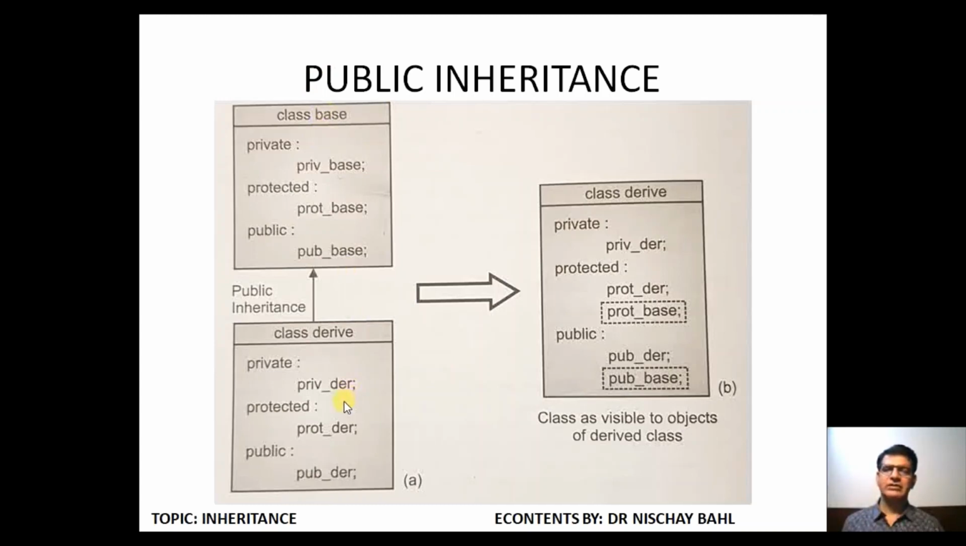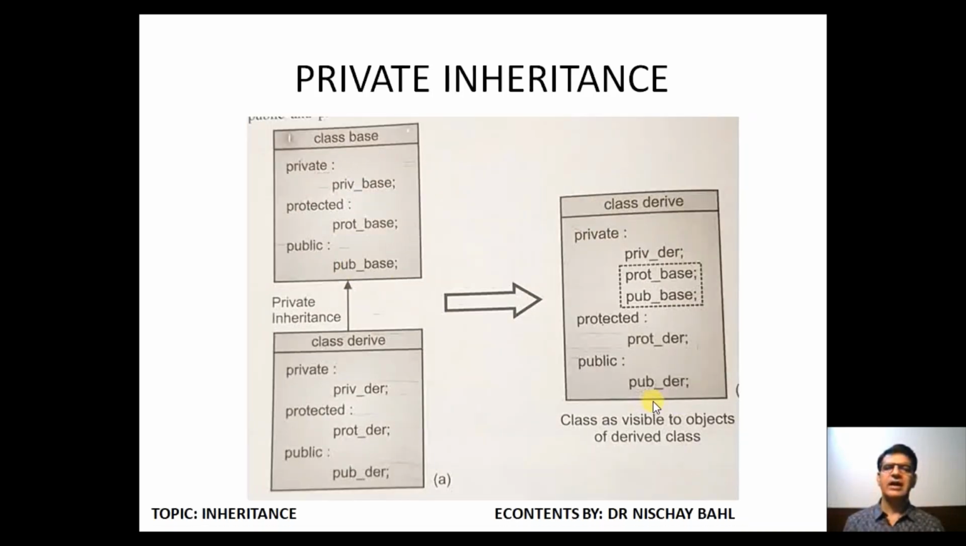So whenever we do public inheritance, the protected base member becomes a protected member here in the derived class, and the public base, which is a public member of the base class, becomes a public member of the derived class. So as I told you, the protected members of the base class become protected members of the derived class, and public members of the base class become public members of the derived class. So this is public inheritance.